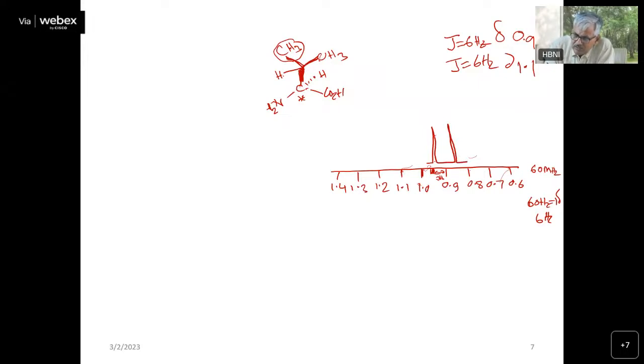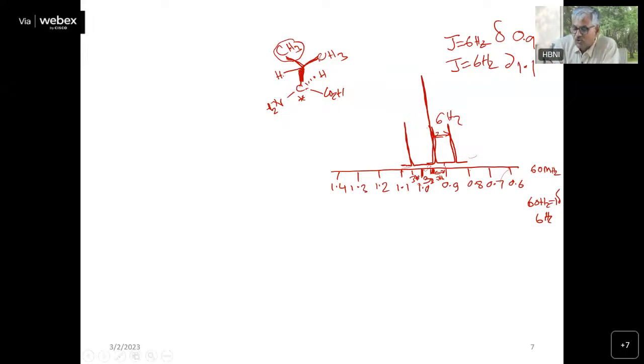Okay, so this is 6 hertz. And this is the chemical shift. I told you 0.98. Now the second one is also, let us say, at this position, and that will fall on this. Okay, clear? Because this is also 6 hertz. So this side 3 hertz and this side 3 hertz.